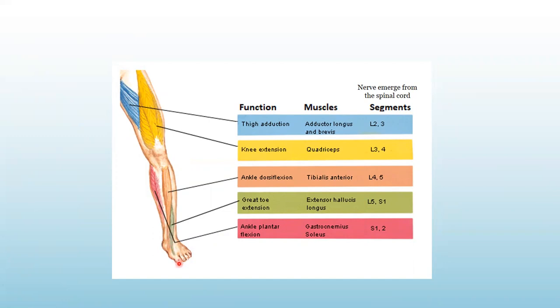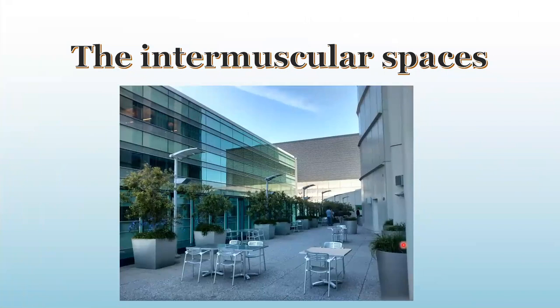If the patient cannot extend the great toe, it is L5 and S1. And if the patient cannot plantar flex the ankle, it is at the level S1 and S2. I think that's all for the muscles of the lower limb.